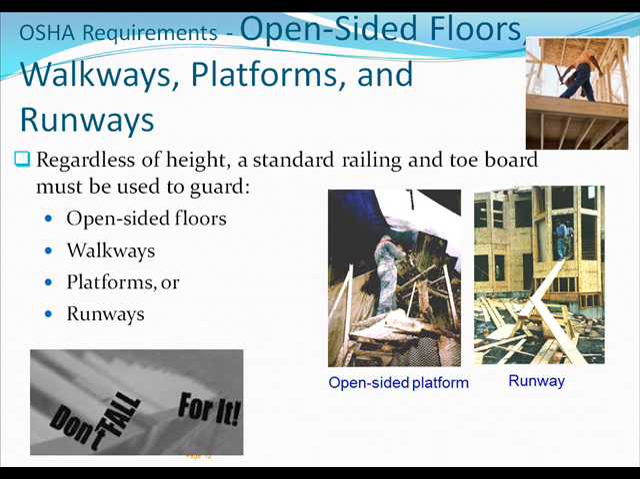Regardless of height, a standard railing or toe board must be used to guard open-sided floors, walkways, platforms, or runways. Wall opening: an opening at least 30 inches high and 18 inches wide in any wall or partition through which persons may fall, such as a yard arm doorway or a chute opening. Regardless of height, a standard railing or toe board must be used.